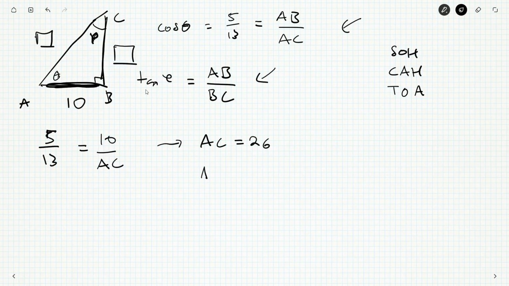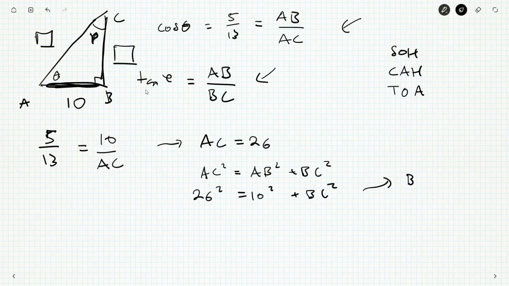Well, AC squared is equal to AB squared plus BC squared. Okay, if you want to, make a little note that you're using the Pythagorean theorem. We have 26 squared is 10 squared plus BC squared. So 26 squared is 676 minus 100, which is 10 squared. You're going to get 576. And you're going to get that BC is 24.